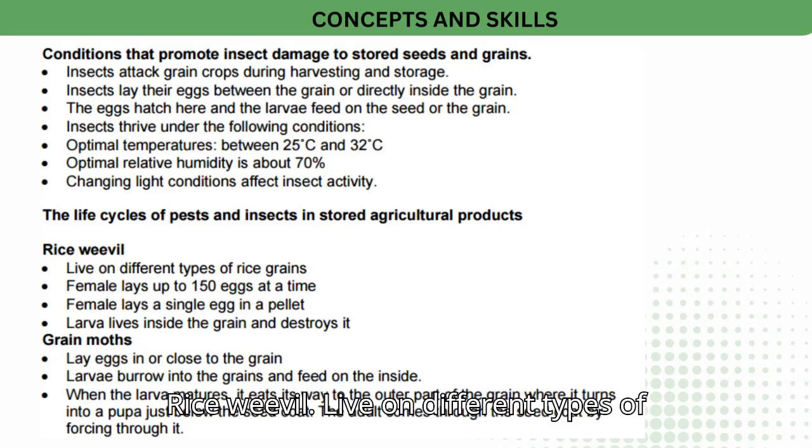Rice weevil. Live on different types of rice grains. Female lays up to 150 eggs at a time. Female lays a single egg in a pellet. Larva lives inside the grain and destroys it.